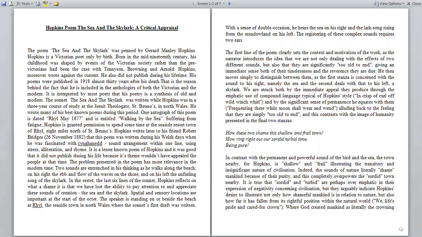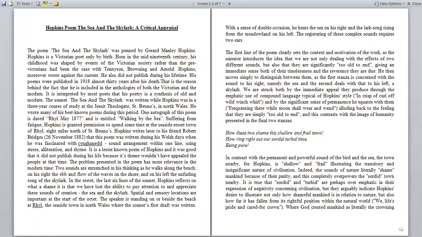The topic under discussion today is Hopkins' poem, The Sea and the Skylark. We'll evaluate the poem critically. The poem, The Sea and the Skylark, was penned by Gerard Manley Hopkins.